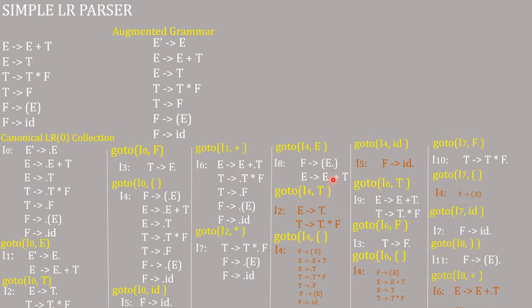So like this we have to compute the goto for all the item sets. Whatever we have computed is the canonical LR(0) collection. We will be using these item sets for constructing the parsing table, the simple LR parsing table. We will be discussing parsing table construction elaborately in our next video. Thank you, students.